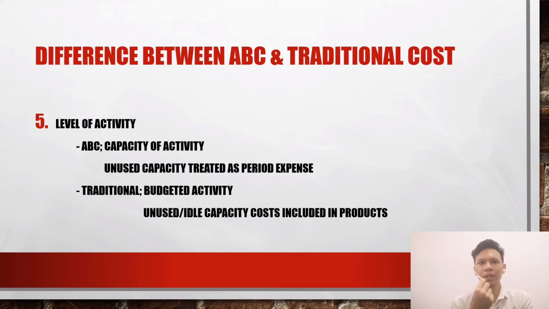Meanwhile, the traditional method uses budgeted activity. The problem with using budgeted activity is that whether the capacity of activity is used or unused, it will all be included in products. So this will result in an increase in product cost, and as said earlier, it will distort the product cost, where it is false or incorrect information.